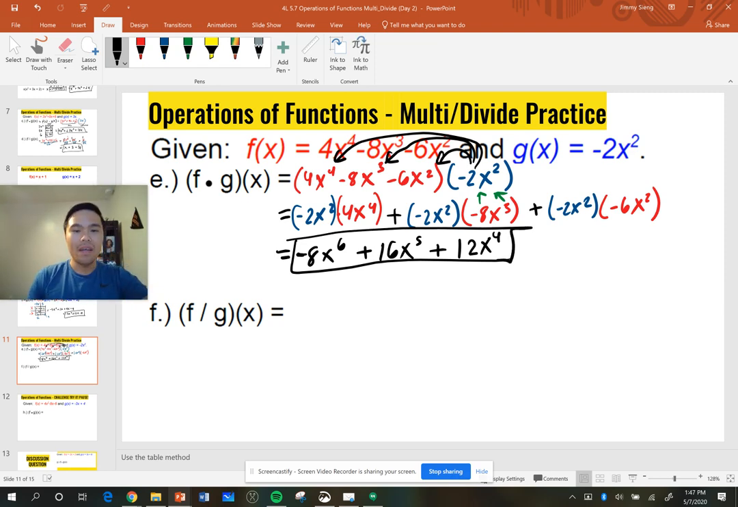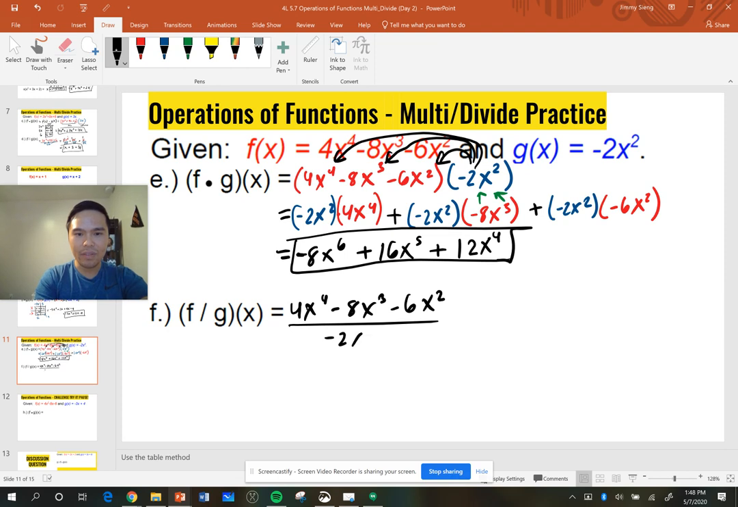Okay. What happens if we divide it? Well, it's going to be the same idea as before. Again, I have 4x to the 4th minus 8x to the 3rd minus 6x squared divided by negative 2x squared. Again, you break it into its own separate parts, where you have 4x to the fourth over negative 2x squared, let's just say plus, over negative 2x squared.